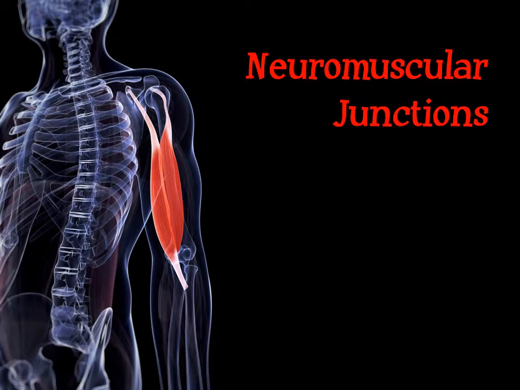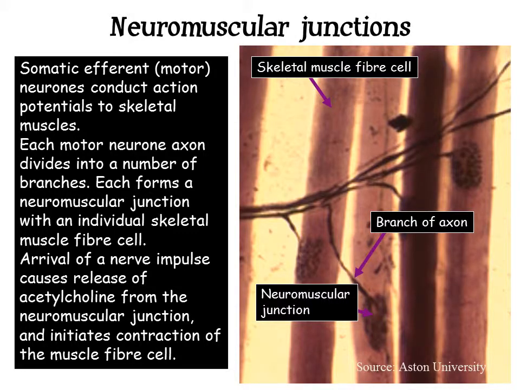Okay, this video looks to explain how the neuromuscular junction works. So what we are looking to understand is what happens when an action potential arrives at the end of an axon which is connected to a muscle fibre.